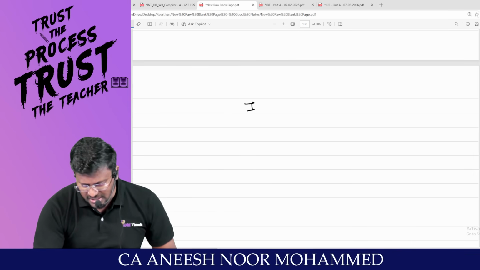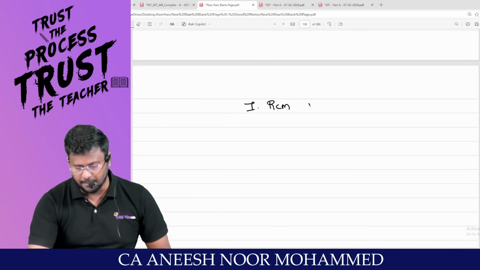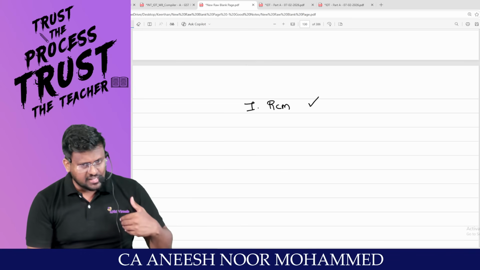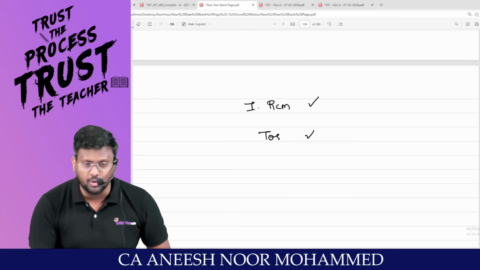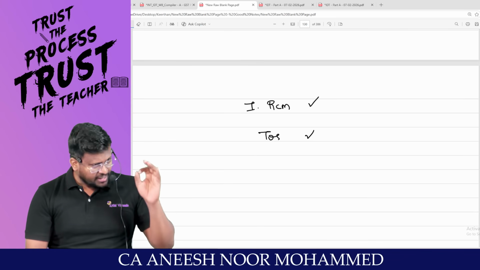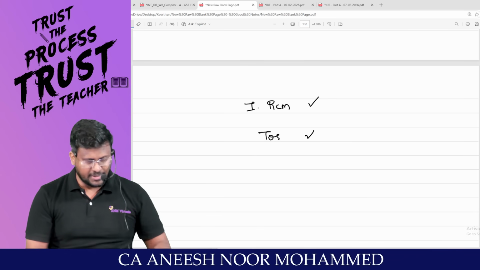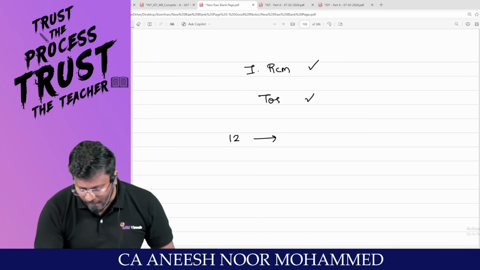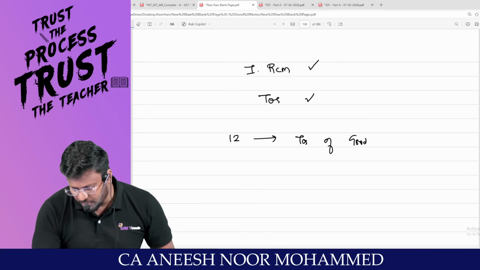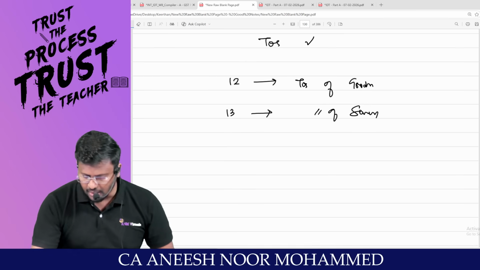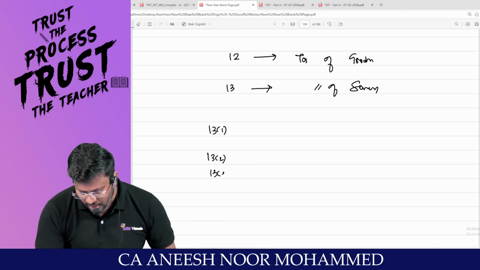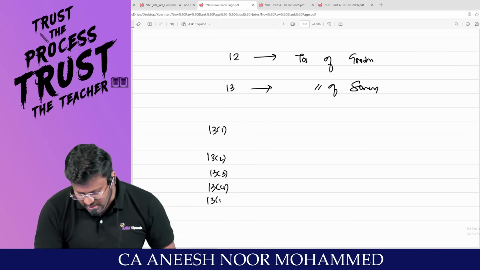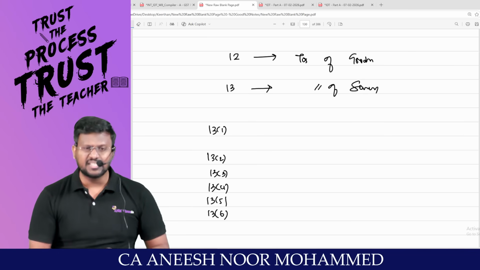So my dear lovable students, is this inward RCM or outward RCM? Inward RCM. We received a bill. For this inward RCM, there is a concept called time of supply. That means the recipient is the person liable to pay tax on reverse charge basis. We have section 12, time of supply of goods. Are you remembering? Section 13, time of supply of services. My dear lovable students, as per section 13, there are 13.1, 13.2, 13.3, 13.4, 13.5 and 13.6.